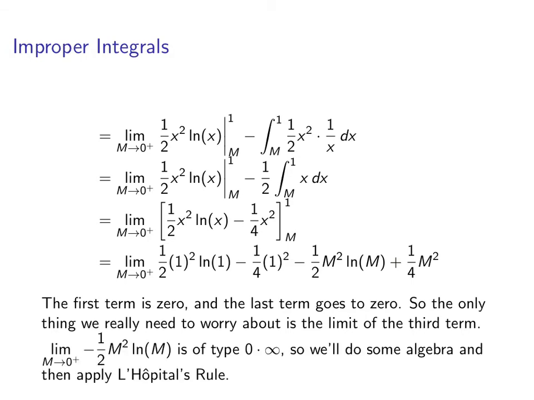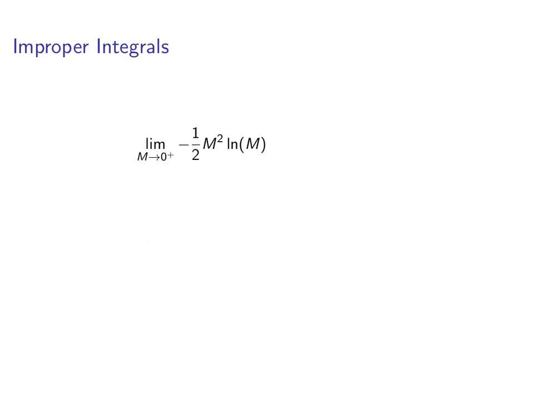So if we look at the limit as m approaches 0 of minus 1/2 m squared log m, that's of type 0 times infinity. Log m is going to minus infinity as m approaches 0 from the positive side, and of course the m squared is going to 0. So we're going to need to use L'Hopital's rule, and along the way we have to use a little algebra to get that to work out. So let's evaluate the limit of that third term.